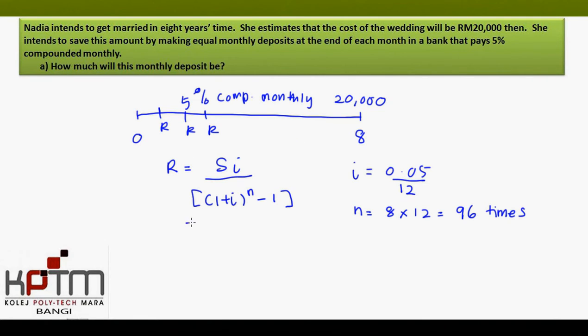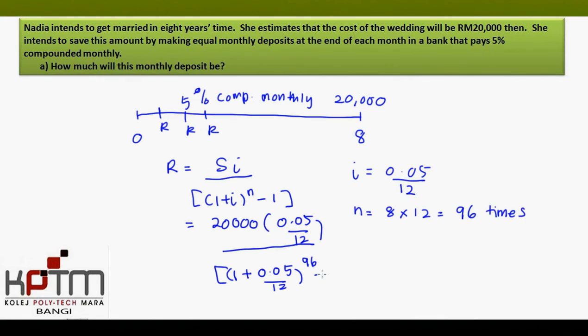By substituting, S is 20,000, i is 0.05 over 12, divided by (1 + 0.05/12)^96 − 1. Then press your calculator, and you will get RM 169.87. What does it mean? It means that Nadia has to save 169 ringgit and 87 cents monthly in order to get that 20,000 in her account at the end of 8 years to get married.